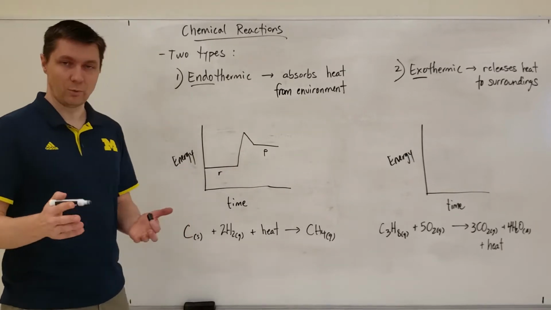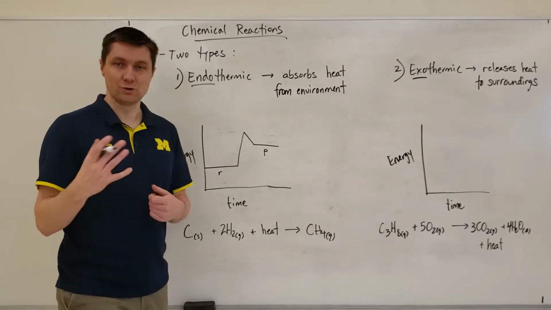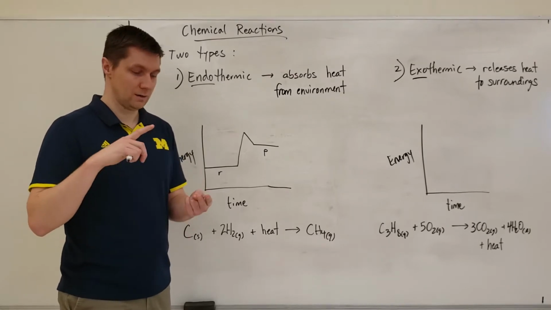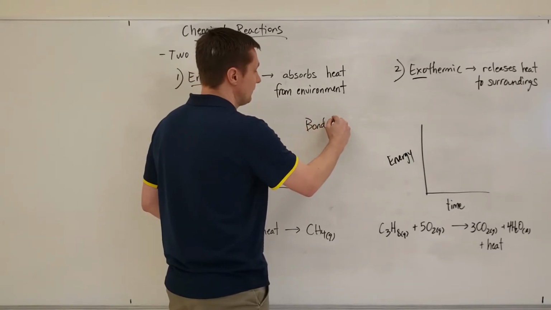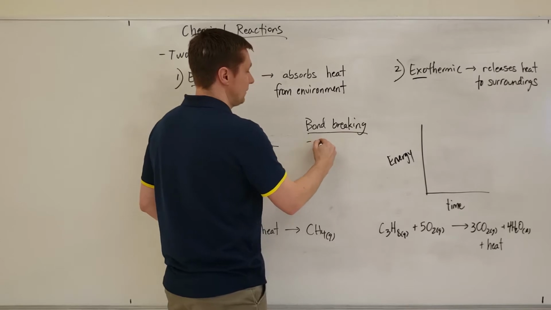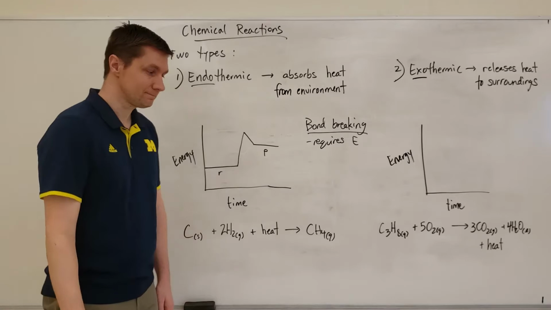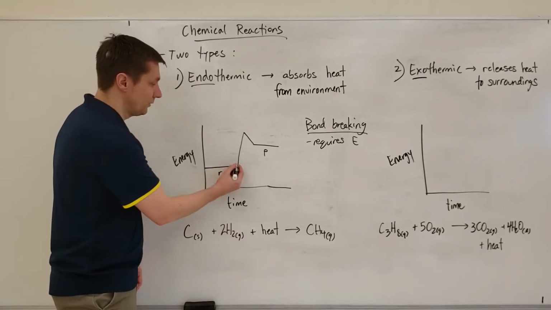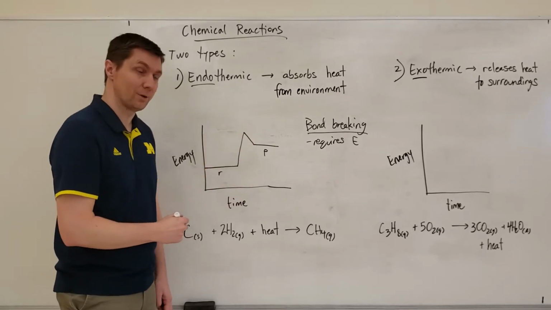A couple of things to point out, and for you to make sure that you write down in your notes, is that we have two processes in chemical reactions. We have bond breaking, and then we have bond making. And so bond breaking requires energy. So when I break the bonds of the hydrogen molecules here, for example, that requires energy. So I have to put energy into that reaction in order for that to happen.